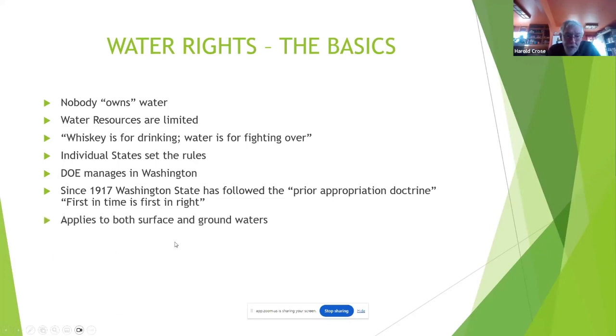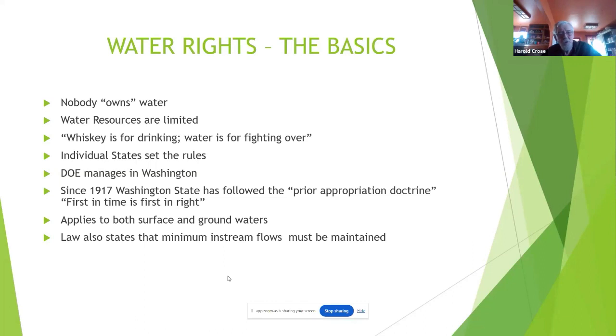It applies to both surface and groundwaters in this state. Law also states that minimum in-stream flows must be maintained. And this is a topic I'm sure John could speak to extensively, where the state has actually purchased water rights from growers for in-stream flows, and that's a whole other topic.